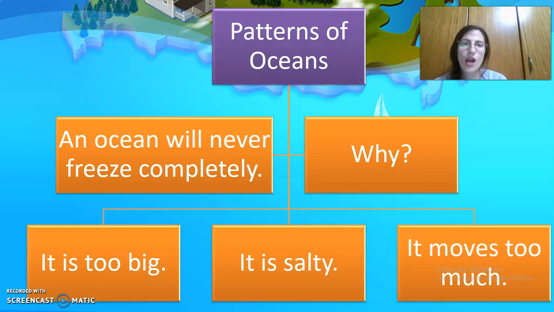One more time. What are the patterns of oceans? All oceans will never freeze completely. Why? One, because it is too big. Two, it is salty. It has salty water. Three, it moves too much.